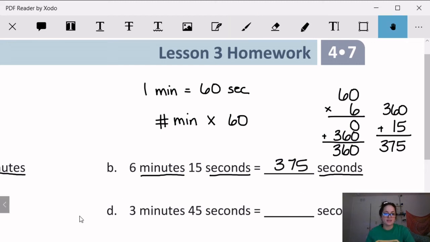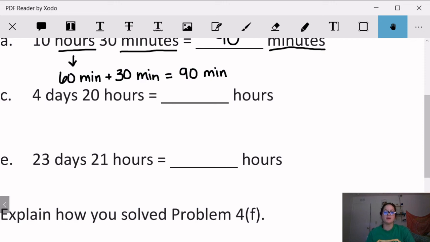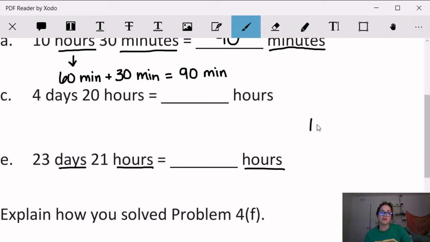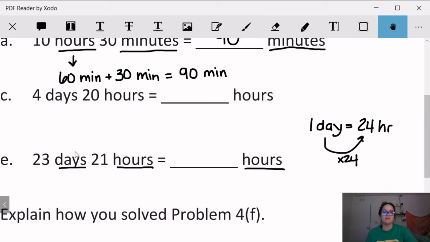Okay, let's take a look at another one. I think the last one I'm going to try for this problem set walkthrough is E. So here we're working with days. We have 23 days and 21 hours, and we're trying to turn it into just hours. If we look at our practice sheet, we see that in one day there are 24 hours. So the rule for turning days into hours is multiplying times 24. So we're going to take these 23 days and multiply times 24 to get our number of hours.